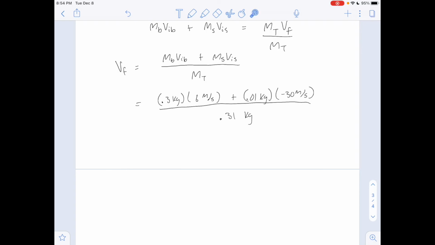So there's all of our numbers plugged in, and don't forget that the velocity for the insect before collision is negative, so you have to include that negative 30 meters per second. Now we'll plug our numbers into a calculator and get our final velocity. And we get a final velocity of 0.48 meters per second.